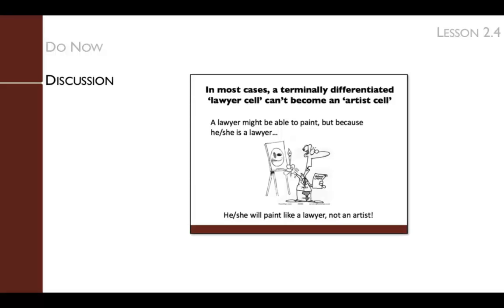In the same way that most very successful lawyers cannot just become very successful artists, terminally differentiated cells normally can't turn into functionally different cells. For example, a neuron won't just turn into a muscle cell. Of course, a lawyer could become an artist if she acquires art skills, but the more specialized a cell is, the less likely it is to be able to become a different type of cell.